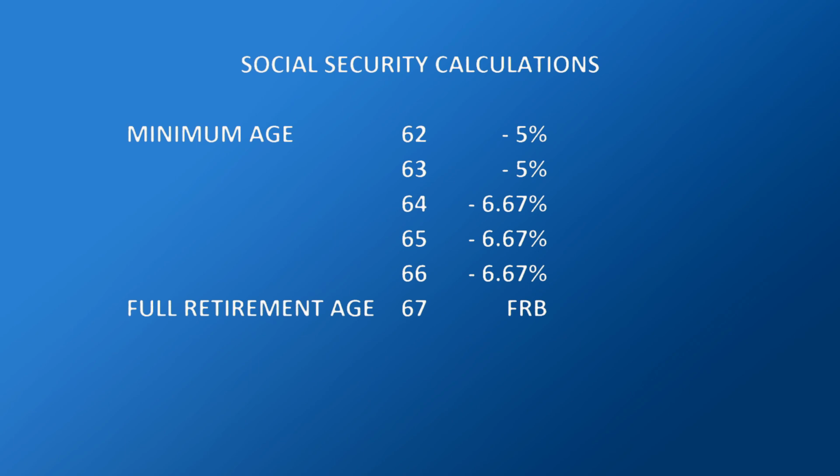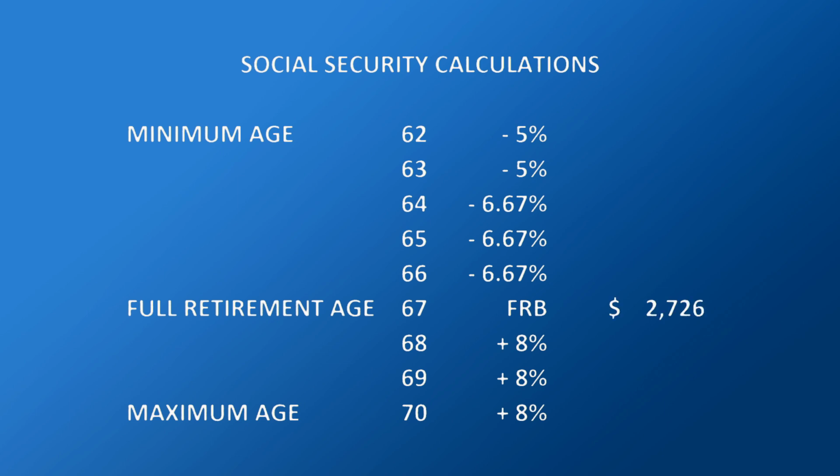If you delay Social Security 1 year beyond full retirement age, 8% is added to your full retirement benefit. Same goes for 69 and maximum age 70. Now let's put some real numbers to it. At full retirement age, a middle-class individual might expect to receive a full retirement benefit of $2,726 per month.